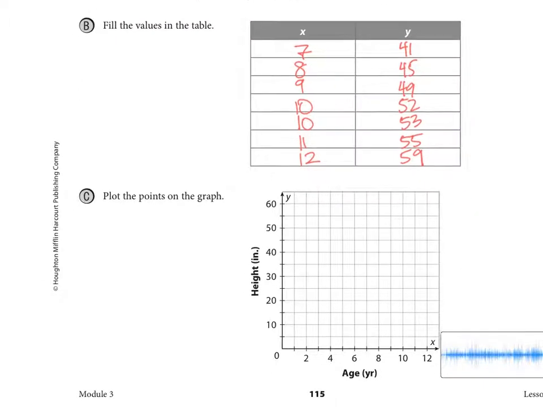And then part C, we are now going to plot these points. So 7, 41, 8, 45, 9, 49, 10, 52, and 10, 53, 11, 55, and 12, 59. So it'll look something like this. So this is our third representation of a relation.